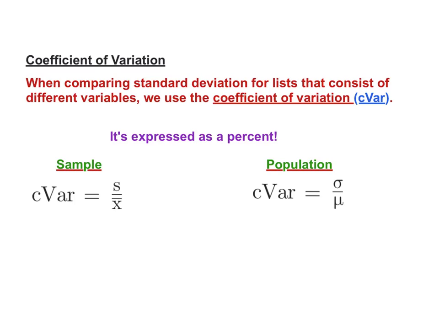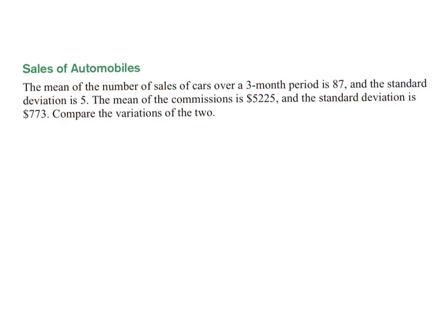Let's look at an example. If you want to take a picture of this screen, you're welcome to. I know that's littleish. Here we go. So here are the two different variables that are being compared. Okay? We're looking at two things. The mean number of car sales, so how many cars got sold. And we're comparing it to the commissions that those salesmen make.